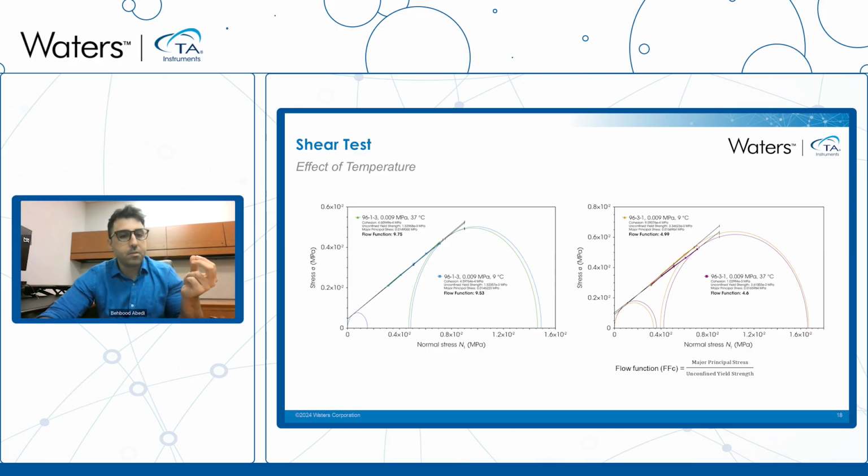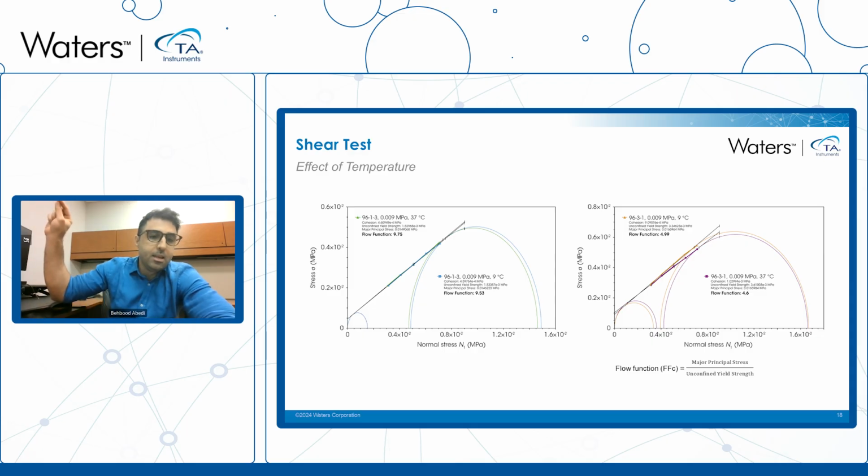The intercept of the yield locus line with the y-axis is cohesion. Then we fit the first Mohr circle to this yield locus line, which passes through the origin. Then at the intercept with the x-axis, we have the unconfined yield stress. The second Mohr circle is tangent to the yield locus line and passes through that one point I mentioned. That is the consolidation stress and average of shear stress.